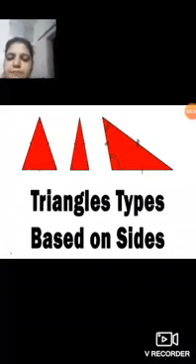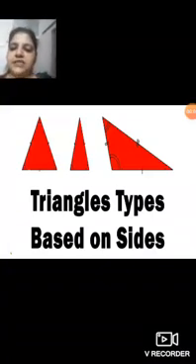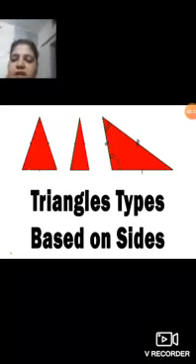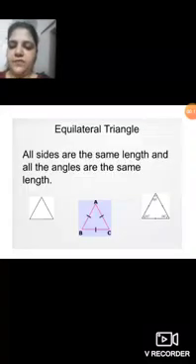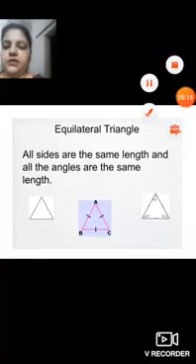Discuss about the types of triangles. Triangles are distinguished on the basis of sides as well as on the basis of angles. So we are going to discuss first on the basis of sides. Equilateral triangle.